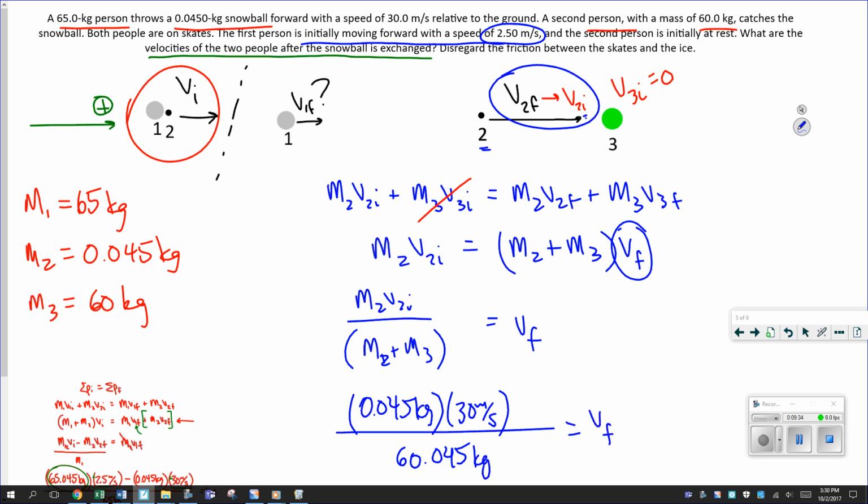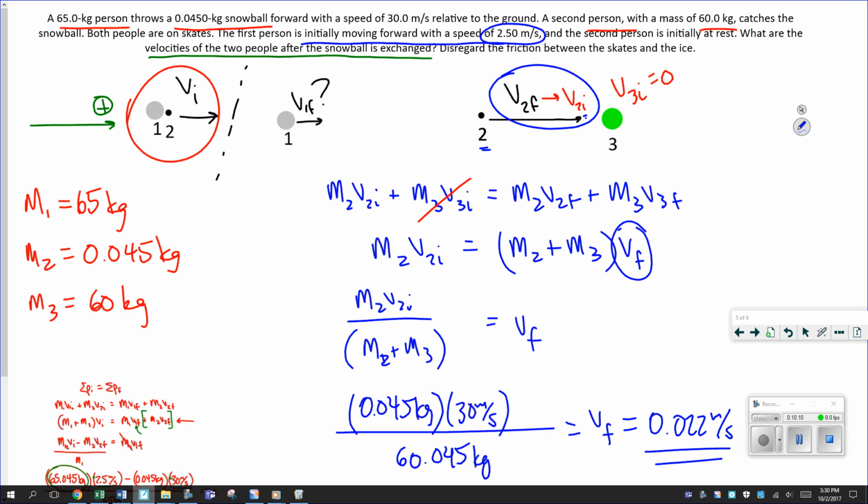When you do that, I get 0.022 meters per second. So really, really slow, but if it's a perfectly frictionless situation, then that snowball hits this person, and the momentum of the snowball becomes the momentum of the snowball-person system. The system's way more massive, so to conserve momentum it moves way more slowly.